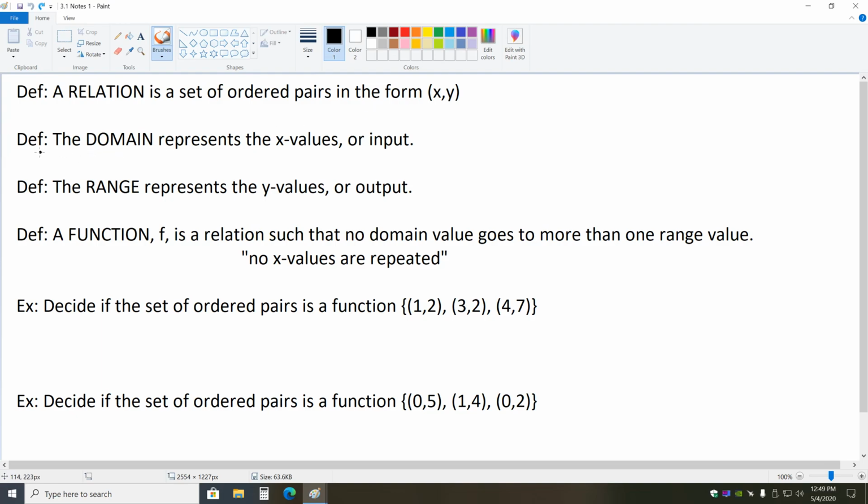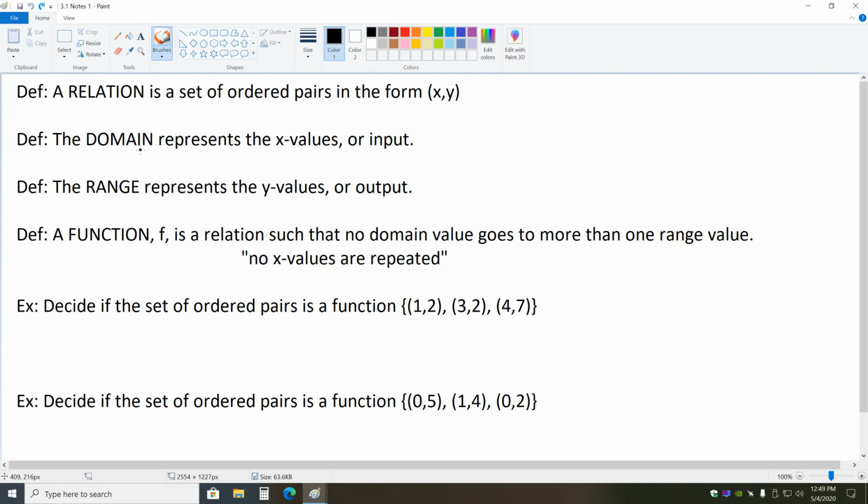From here, our next definition says that the domain represents the x values of the relation or the inputs. So the domain represents all the values that you put into the relation. And our next definition says the range represents the y values or the output.